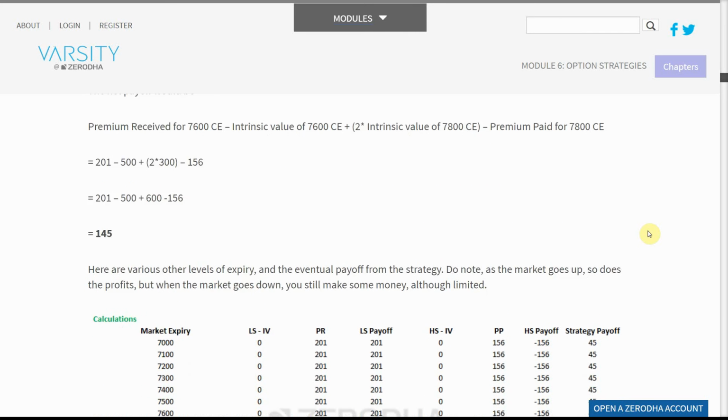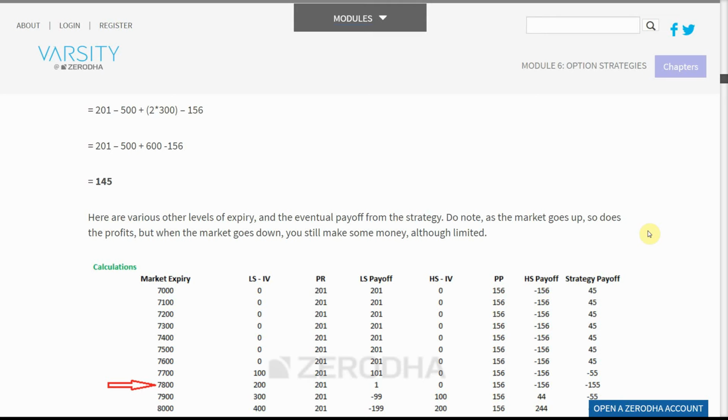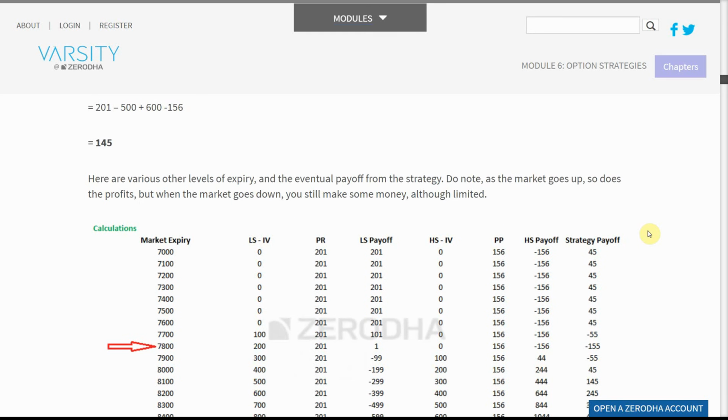Here are various other levels of expiry and the eventual payoff from the strategy. Notice: as the market goes up, so do the profits. But when the market goes down, you still make some money, although limited.